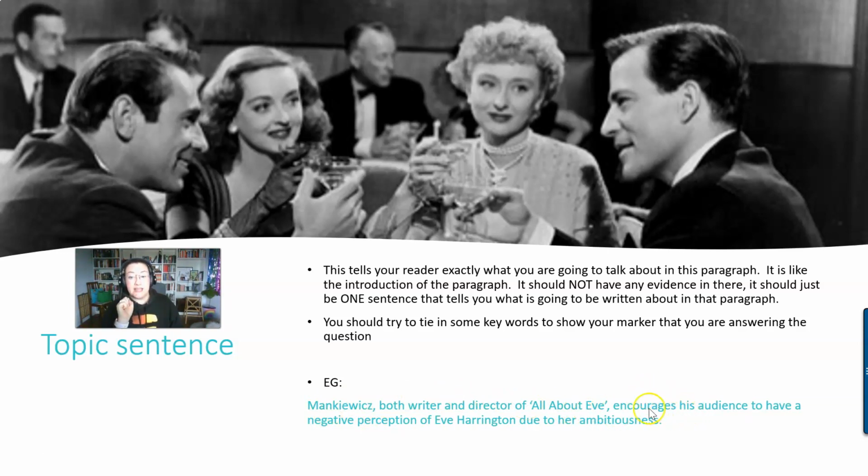But notice I also say encourages his audience rather than encourages us, because us is one of those words we don't use. Encourages his audience to have a negative perception of Eve Harrington due to her ambitiousness. So I've got a keyword there with Eve Harrington, and I've got the ambitiousness, and a negative perception is about dislike. Okay, so I'm directly answering the question.